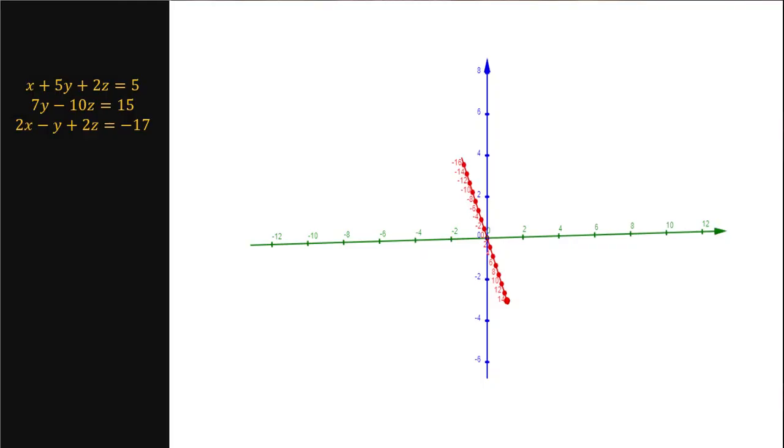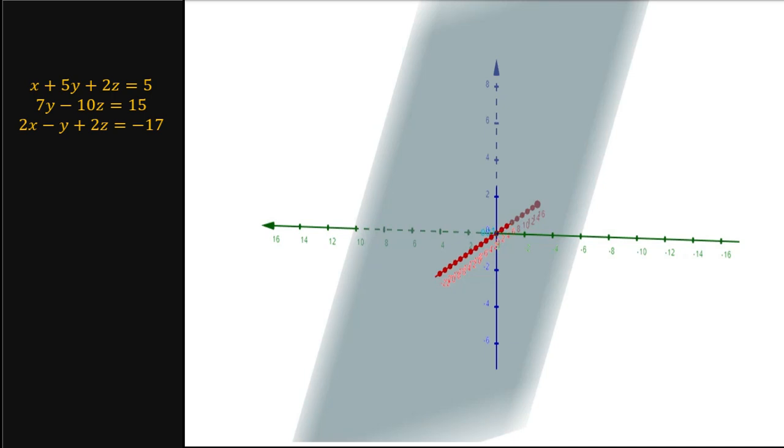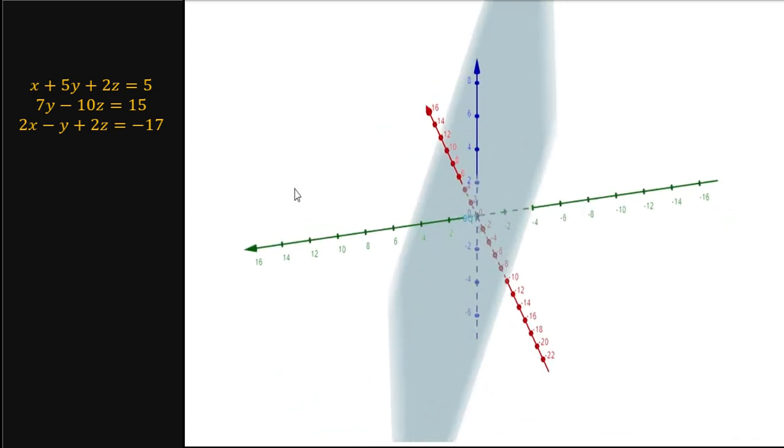Anyway, so let's look at a 3-dimensional case. We have 3 equations here. The first one is x plus 5y plus 2z equal to 5. Now if I plot this linear equation in a 3D space, as we saw earlier, we are not going to get a line, we are going to get a straight plane. And this is the plane.